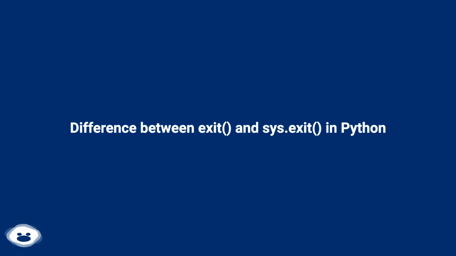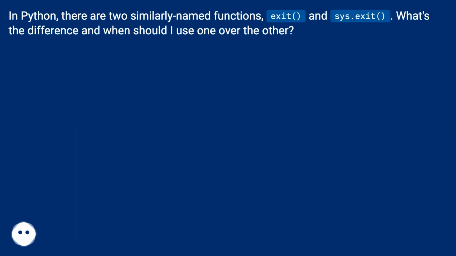Difference between exit and sys.exit in Python. In Python, there are two similarly named functions, exit and sys.exit. What's the difference and when should I use one over the other?